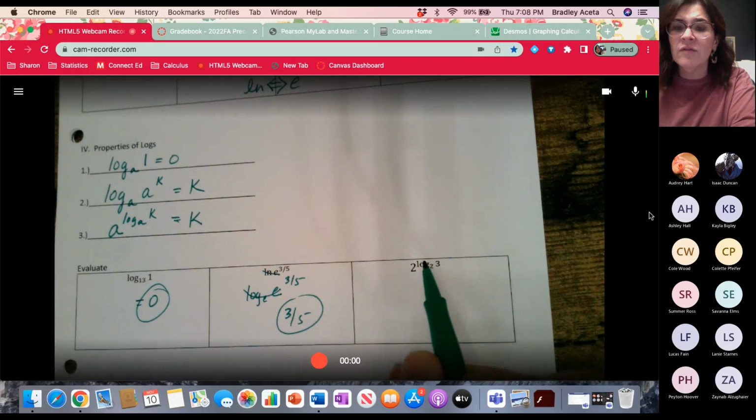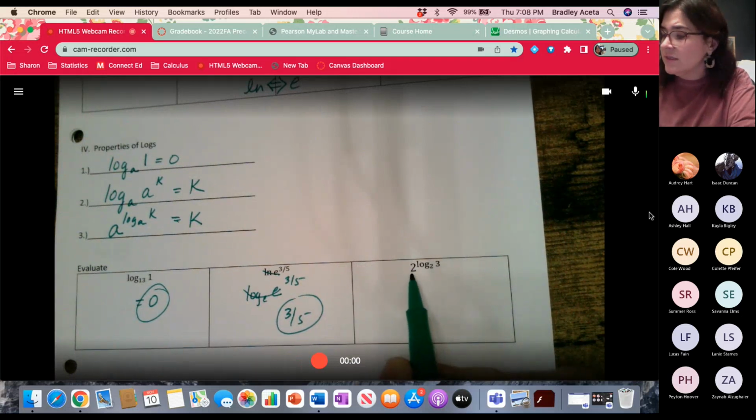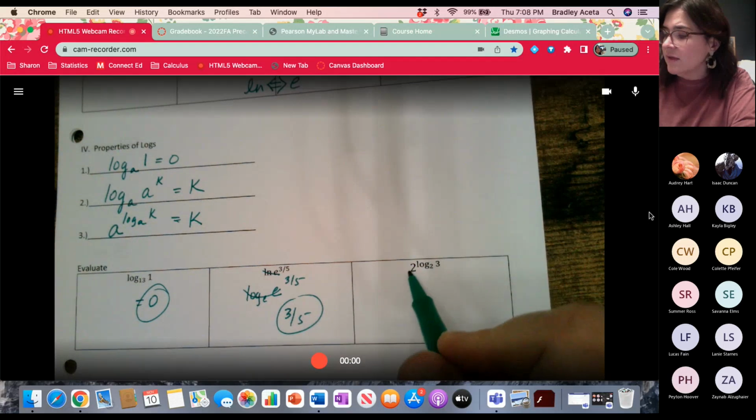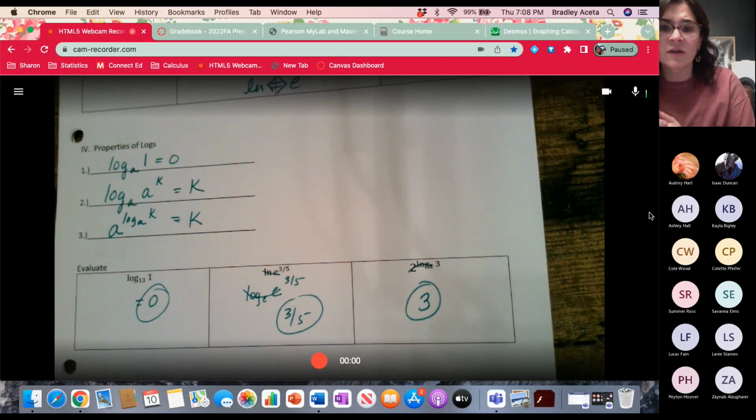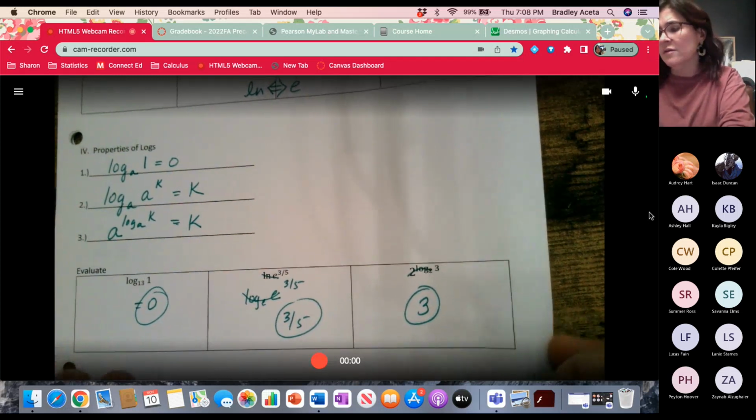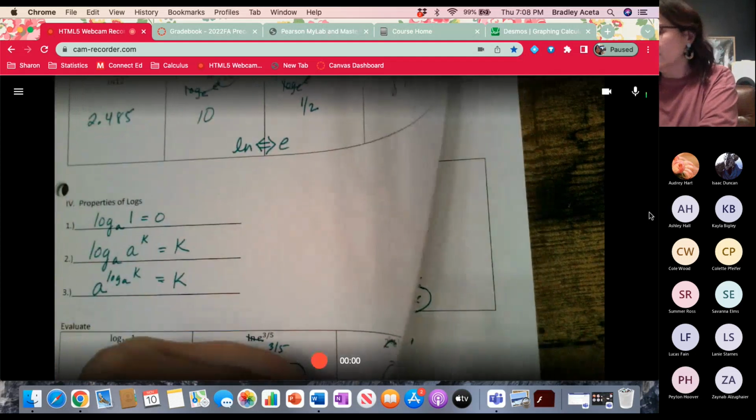2 to the power of log base 2. As long as the base here and the base here are the same, they cancel each other out, and your answer is 3. And again, you can completely use your calculator for that, but it's pretty easy stuff.